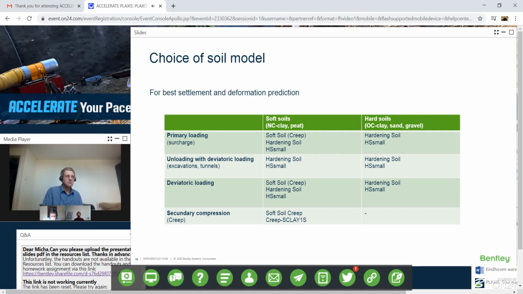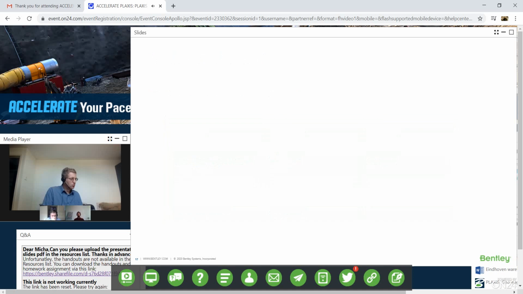Now, this was my brief introduction to the hardening soil model. Misha will take over to talk more about the parameters, because now we just briefly mentioned what they mean, but you also have to somehow get them and calculate them, and he will talk a little bit more on that.